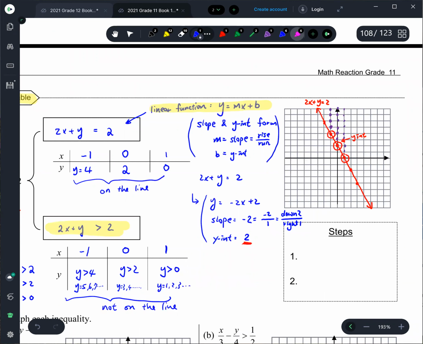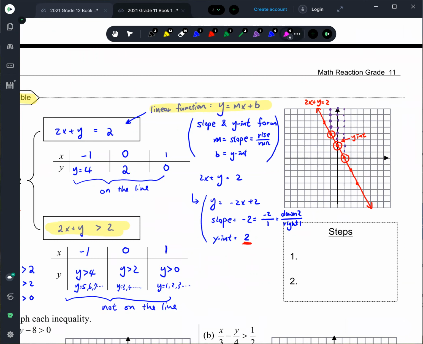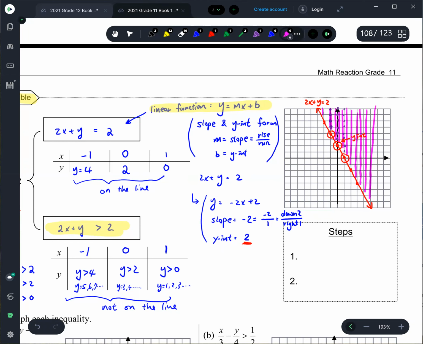So our answer will have infinite number of points. So to show that, you just do the shading. All of this are your answers, okay? So when they say, please graph your solutions, you need to draw the line and the shading, 2 parts.